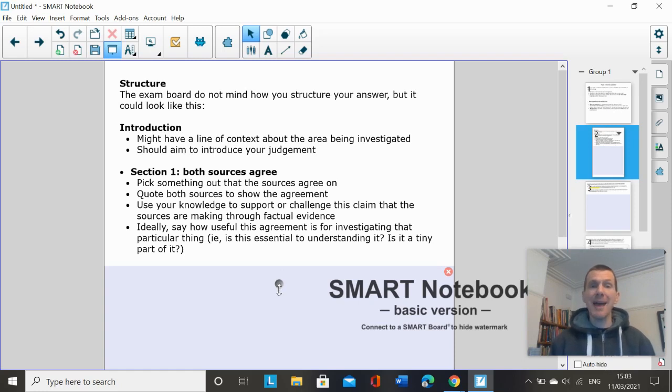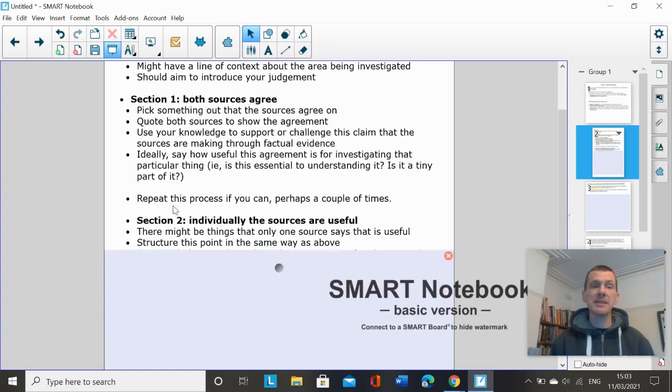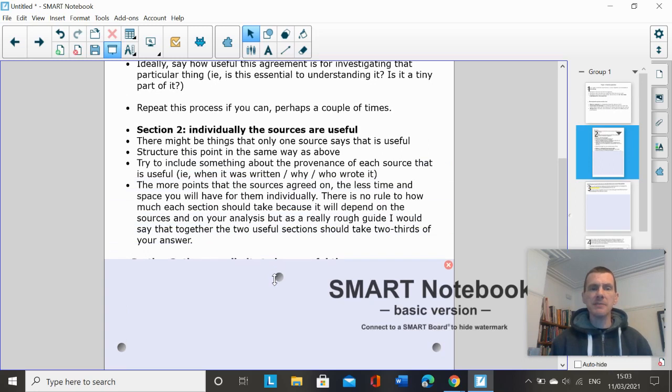So section 1, anything the sources agree on. There might be quite a lot they agree on, and if there is, then repeat this process. Go through 2 or 3 things that the sources agree on, and that might be very much the bulk of your answer. However, there are times when the sources individually comment on things that are useful.